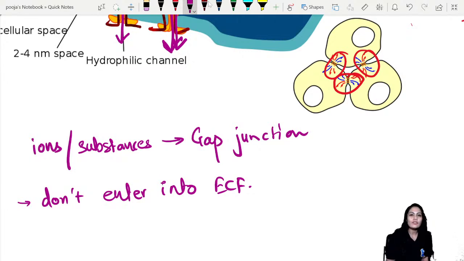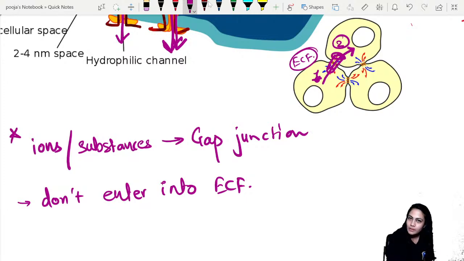So suppose this is the intracellular fluid of the first membrane, and this is the intracellular fluid of the second membrane, right? These gap junctions are giving the channel, the doorway, so that ions can enter from one interstitial fluid to another, and they do not need to enter into the ECF. This is a point to remember, because they already asked it as a reasoning question in the FMGE exam itself.